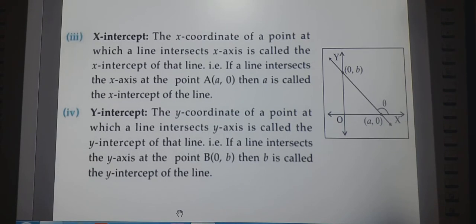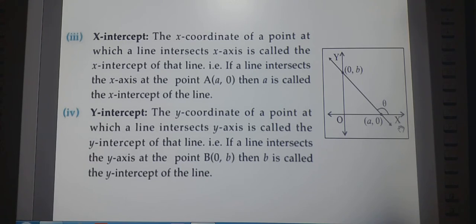Then we have to discuss x-intercept and y-intercept. See this diagram. In this diagram, we draw this line, and this line intersects the x-axis and the y-axis. Where this line intersects is called the intercept of that line. When the line intercepts on x-axis, that is x-intercept. When the line intercepts on y-axis, that is y-intercept.